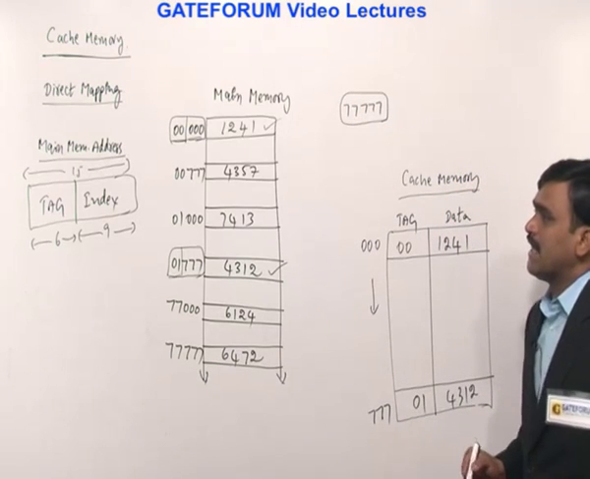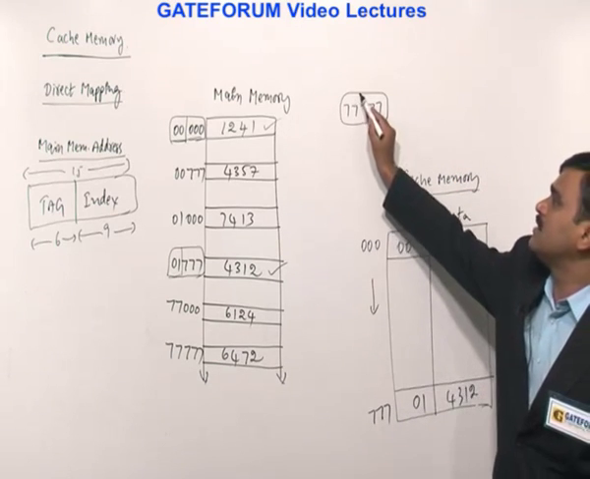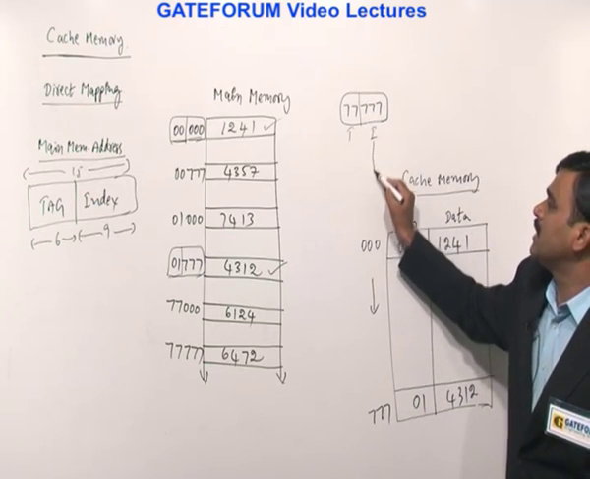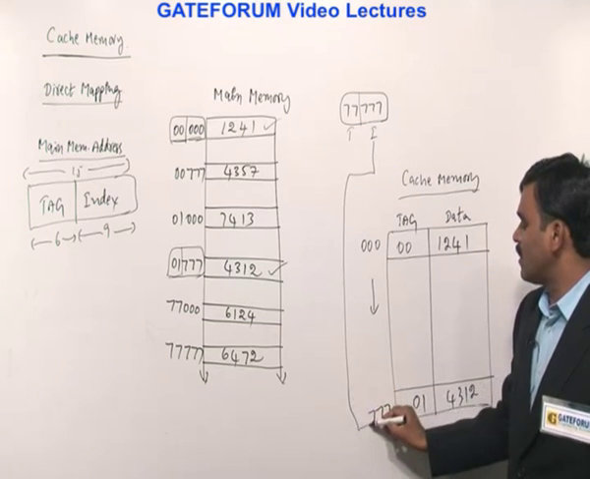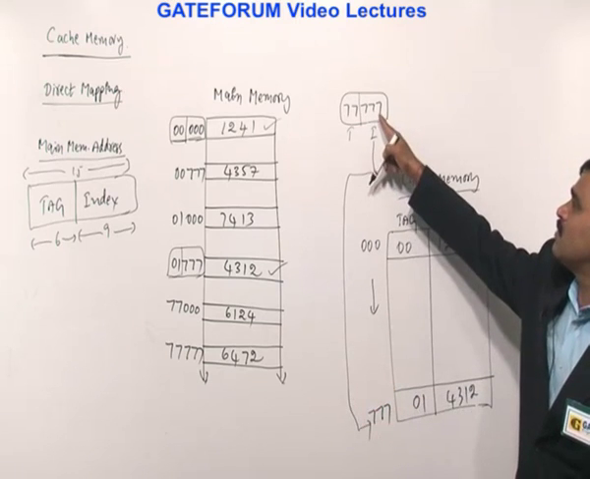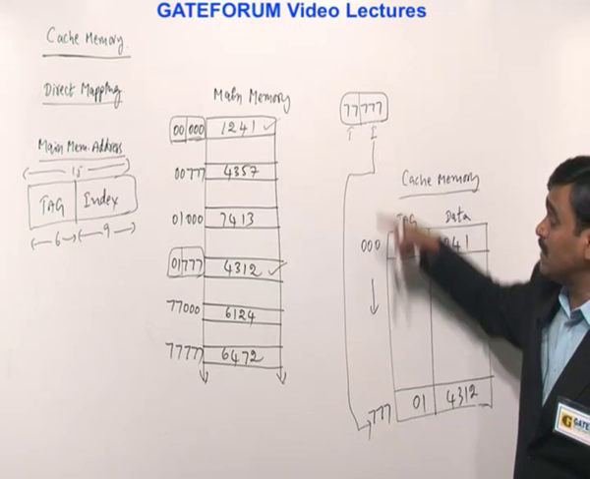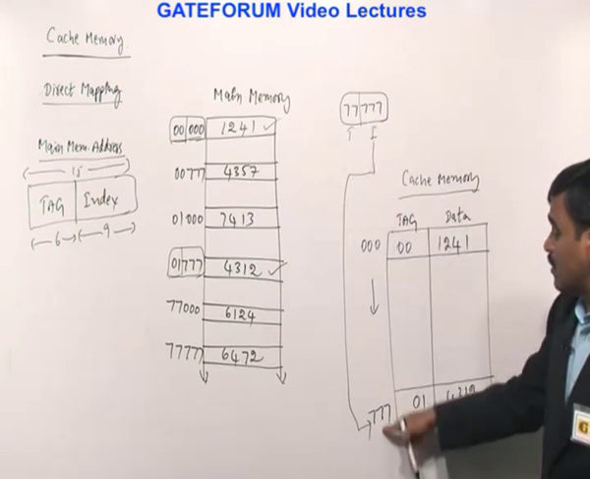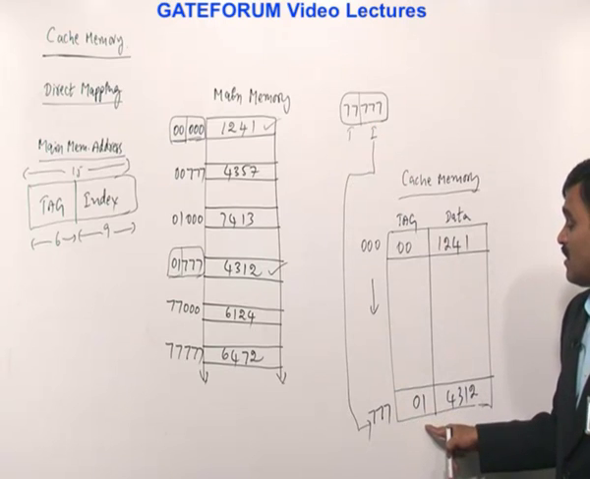First, in direct mapping, it will divide this address into two parts. This is the tag, this is the index. Using this index, it goes directly to that location of the cache, because the index says go to 777. So we are able to map the cache address directly using the main memory address. At the same time, at this location, you have to check whether the tag is matched or not.